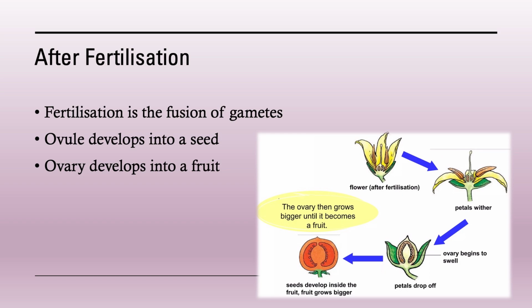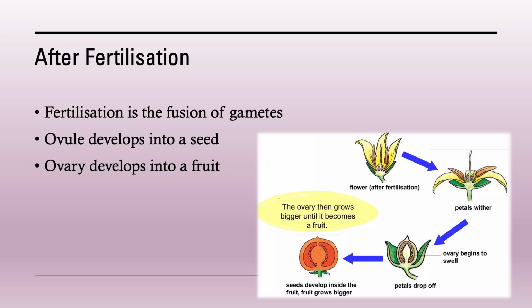After pollination, a pollen grain with the male gametes lands on the stigma and grows a pollen tube down the style into the ovary. The male gamete travels down this pollen tube and fuses with the female gamete inside the ovule. This process is called fertilization.